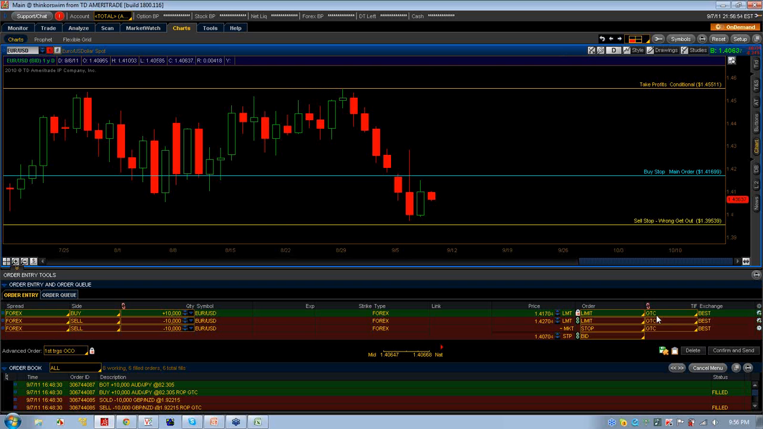Well, here's the thing. In the stock world, you have an option to choose day or GTC, which is good till canceled. When you choose day, whenever the markets close, that order will automatically be canceled. And if you put it to GTC, it will carry over until you cancel it. In the Forex world, this is a 24-hour market. Notice when I click on this GTC, I got no options at all, right?